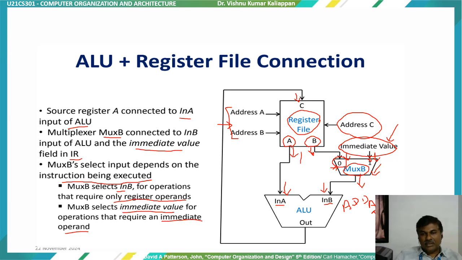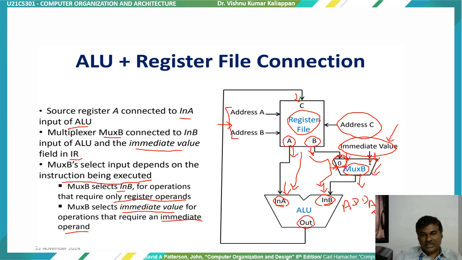Now the data from A will be transferred directly to the ALU, and B will go through the MUX. Here we are using the register, so it is connected directly. Now 0 will be set, and from 0 the value will go to in B. So now we have the value of register A and the value of register B. The instruction we are given is add A plus B. So the content of register B will be added to the content of register A and put into the out.